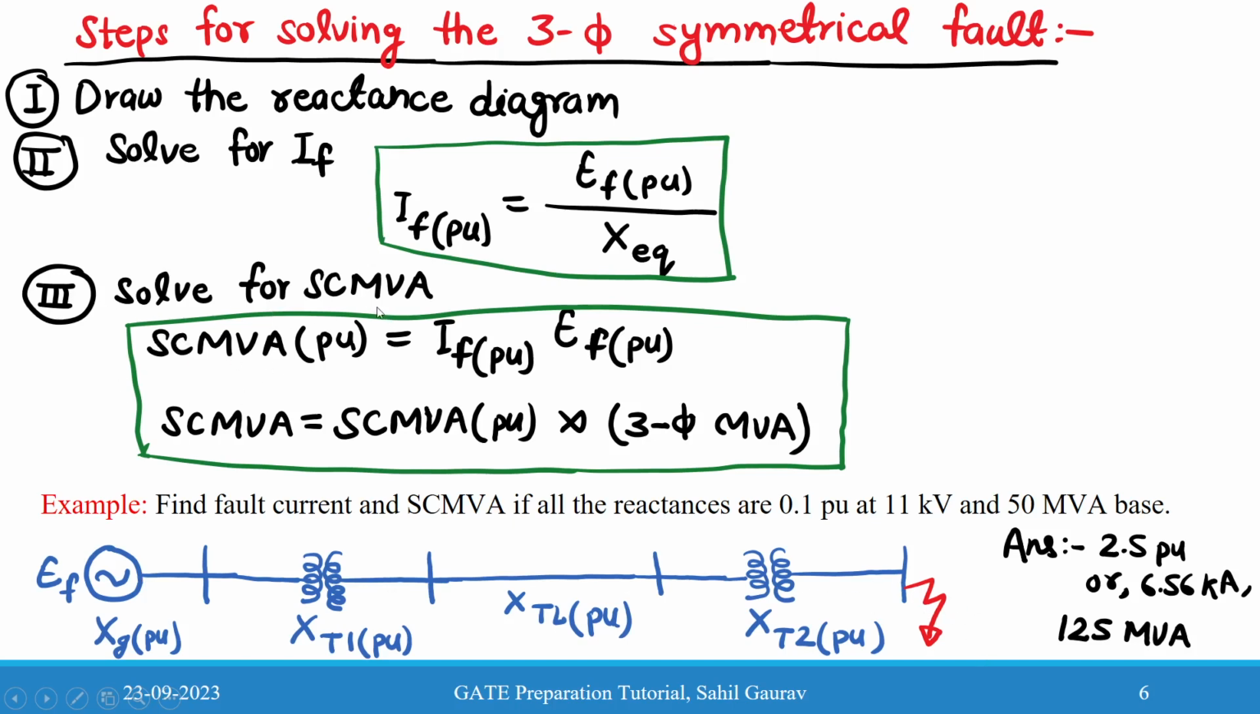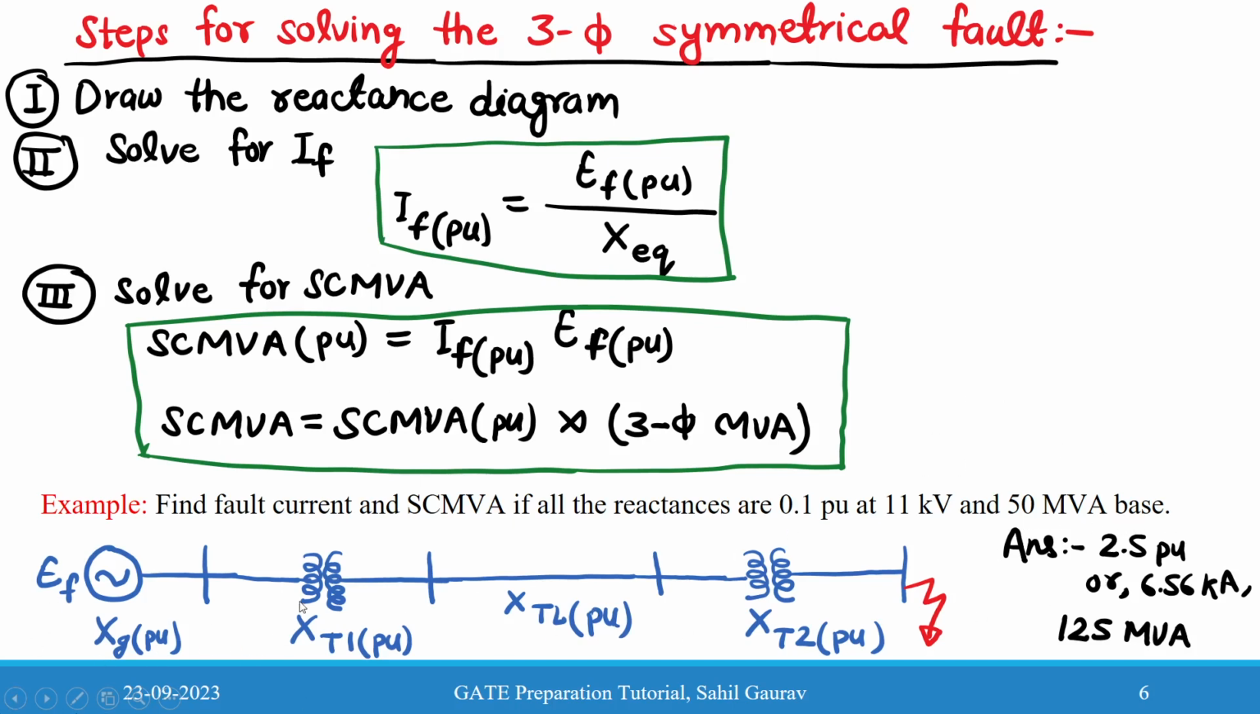and then solve for short circuit MVA. Short circuit MVA in per unit will be I_F per unit into E_F per unit, and then if you want to find it in actual values, then short circuit MVA is just multiplied with the three phase MVA rating. So here I have taken one simple problem so that you can get confidence in solving this three phase symmetrical fault analysis. So in this problem, find fault current and short circuit MVA if all the reactances are 0.1 per unit at 11 kV and 50 MVA base.